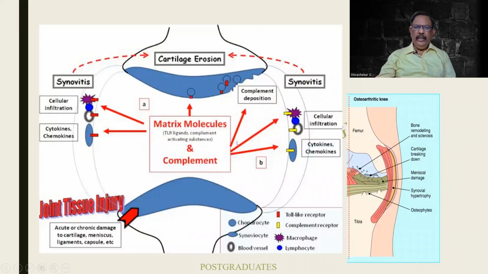This is an important one, the molecular basis of it, and he has given the various mechanisms for it. It can be because of the cellular infiltration, the various cytokines and chemokines which are being liberated, leading to a chronic damage. Or there can be the activation of the complements. There is an erosion of the joint space, a synovitis. And this is exactly what we had seen in the earlier picture. Look at this cartilaginous damage, and it is there in this picture also.